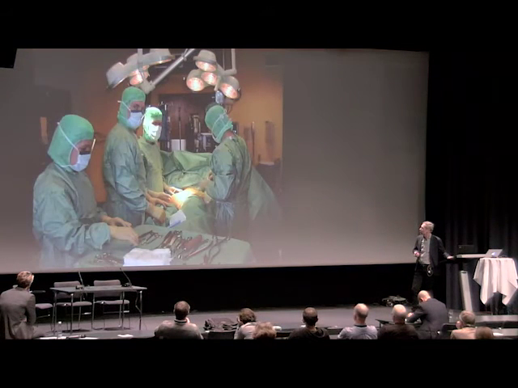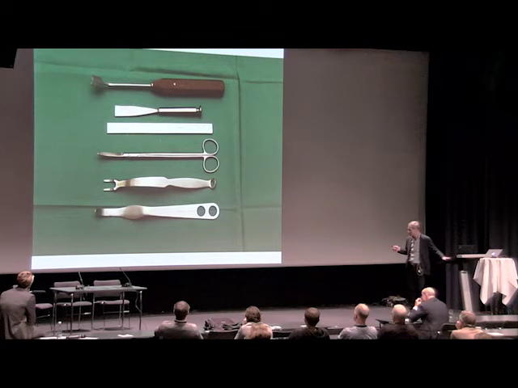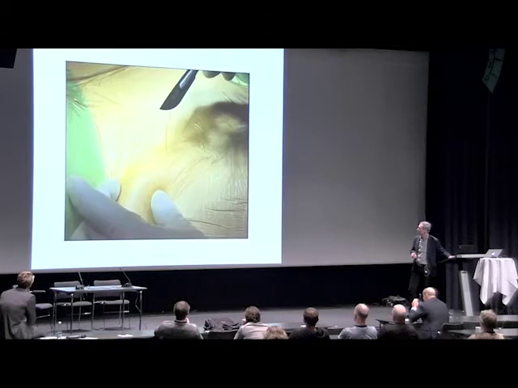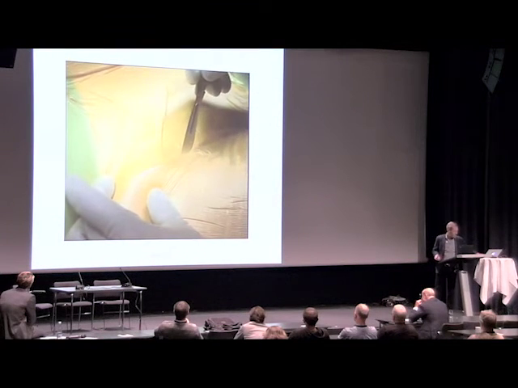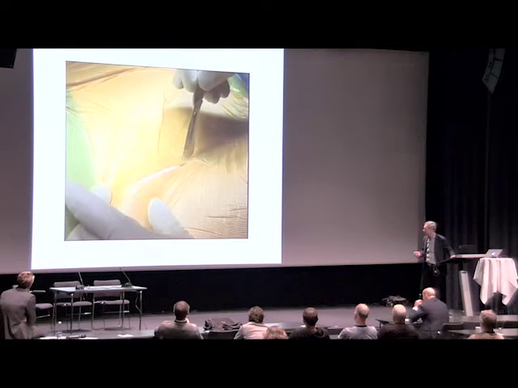The patient is in a supine position, and it's a pretty simple set of instruments. The only instrument I had to buy was this 30-degree angled osteotome. Otherwise, we had all of it in the OR. This is the incision, about 7-8 centimeters long. We start at the anterior superior iliac spine and open up the fascia.